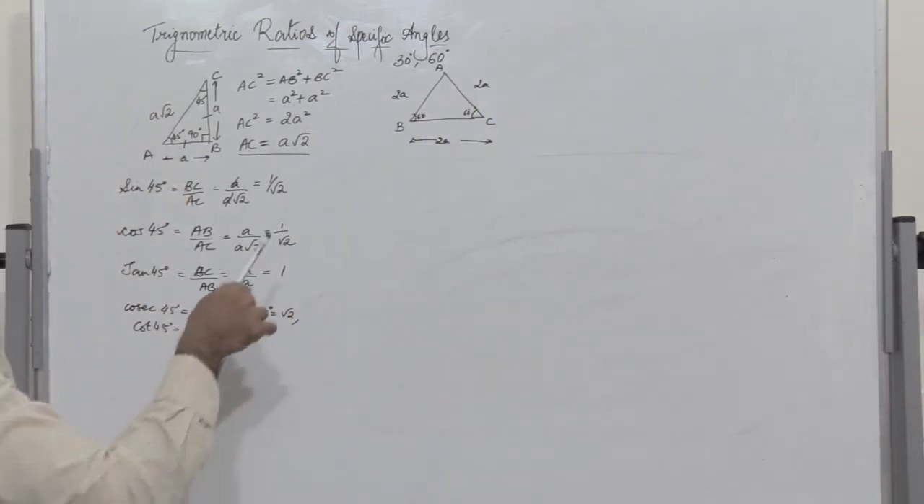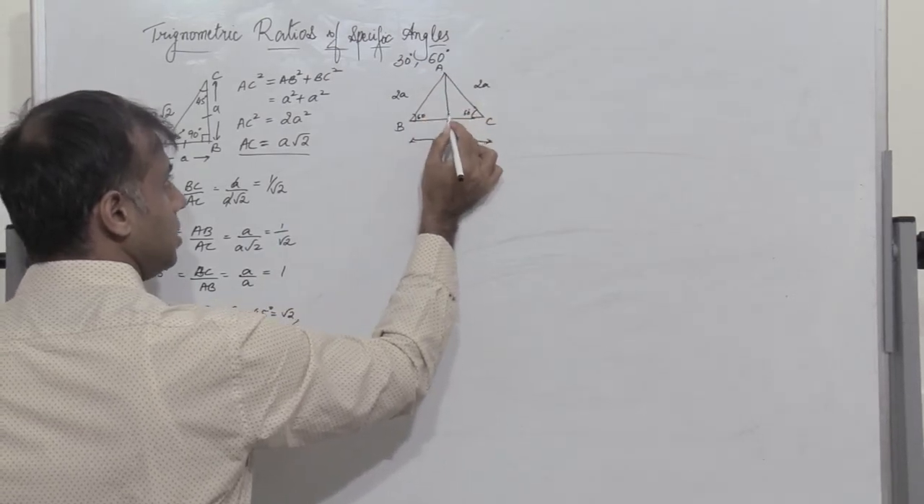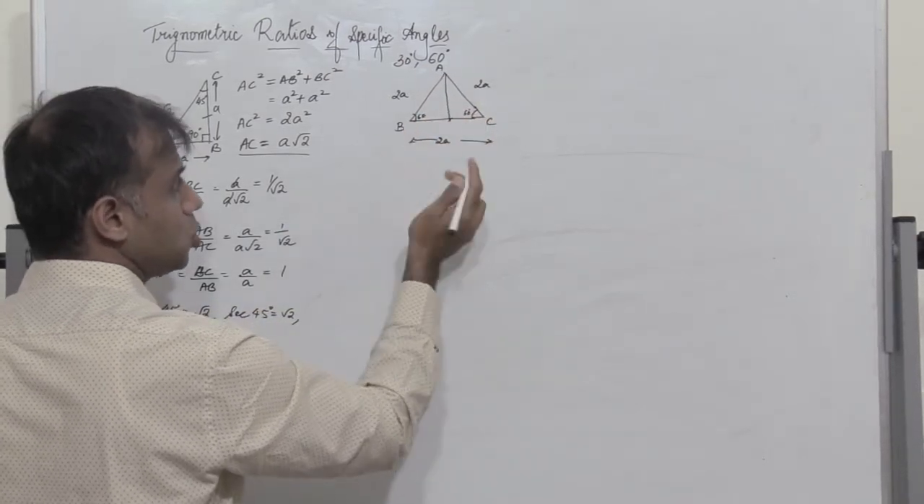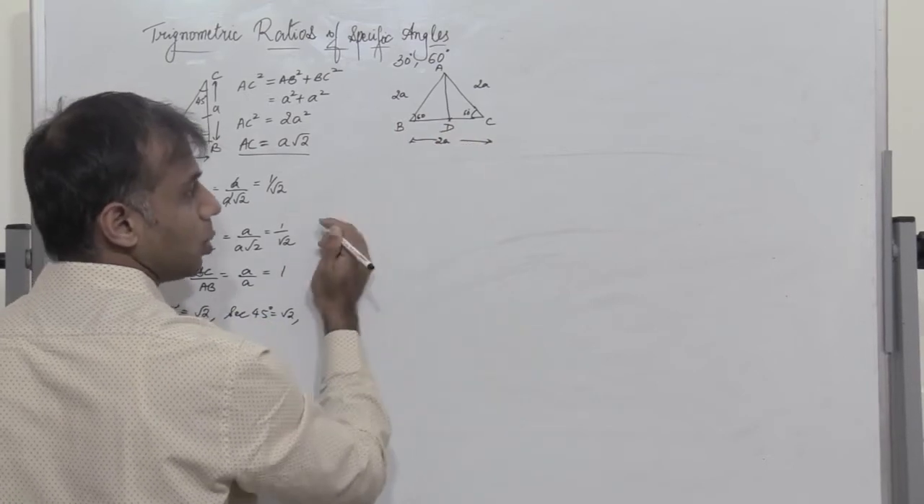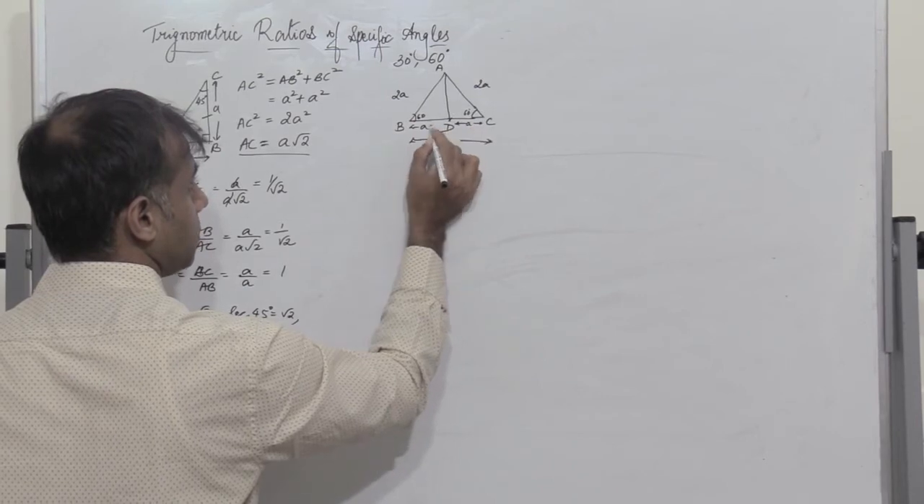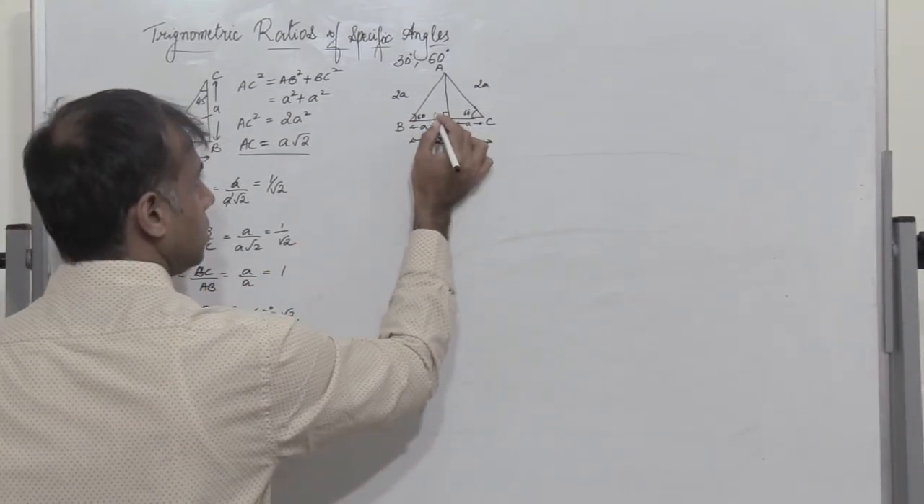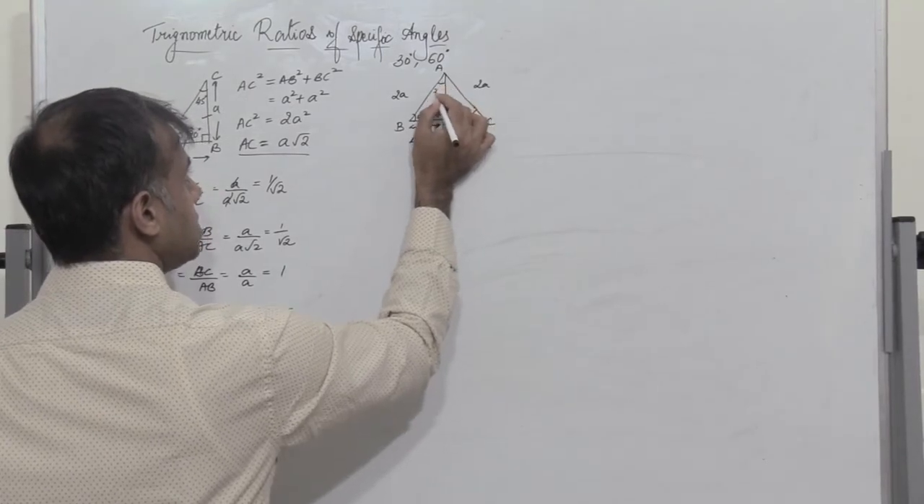Now draw a perpendicular from A to BC such that it divides BC into two equal halves. Let this point be D. So this is A, this also is A. Since we have dropped a perpendicular, this is 90 degrees and this definitely is 30.